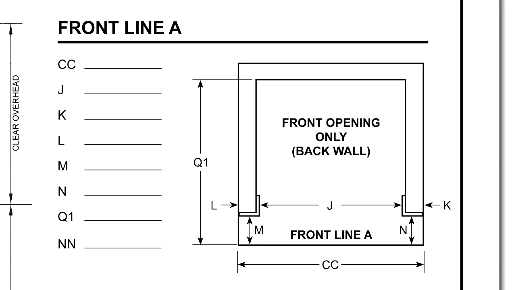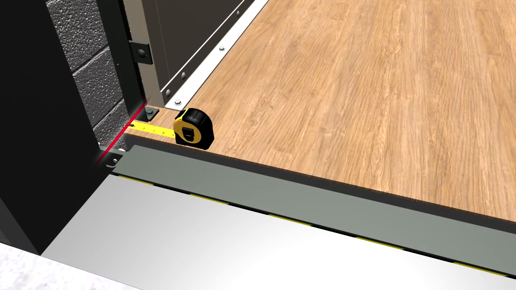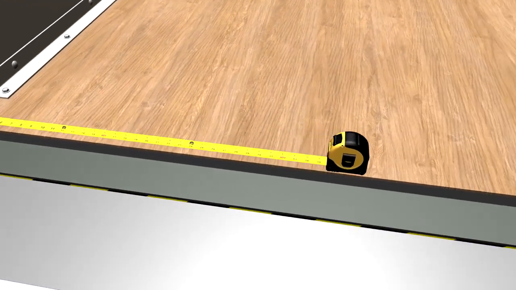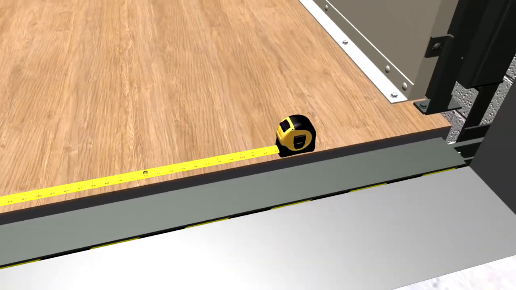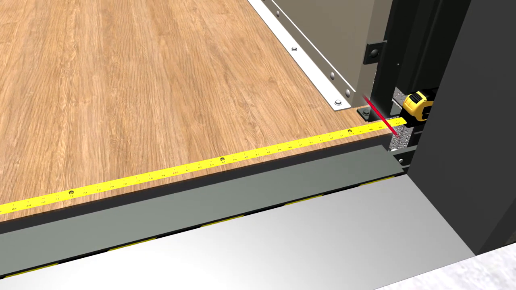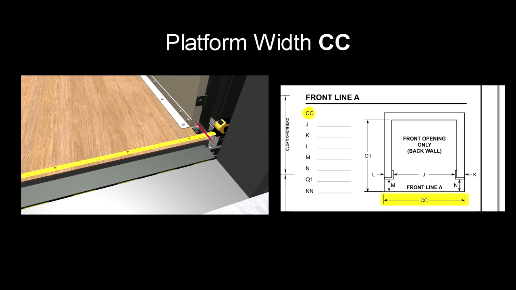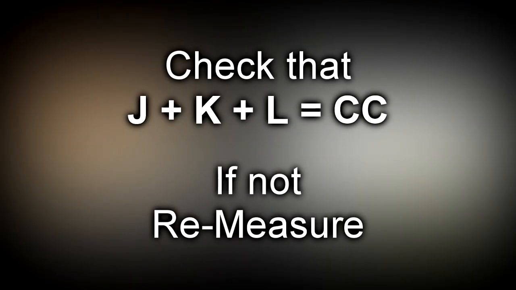Platform width, dimension CC. Measure the distance from one side of the platform to the other. Add up dimensions J and K and L. If this total sum is not the same as dimension CC, then you will need to remeasure.